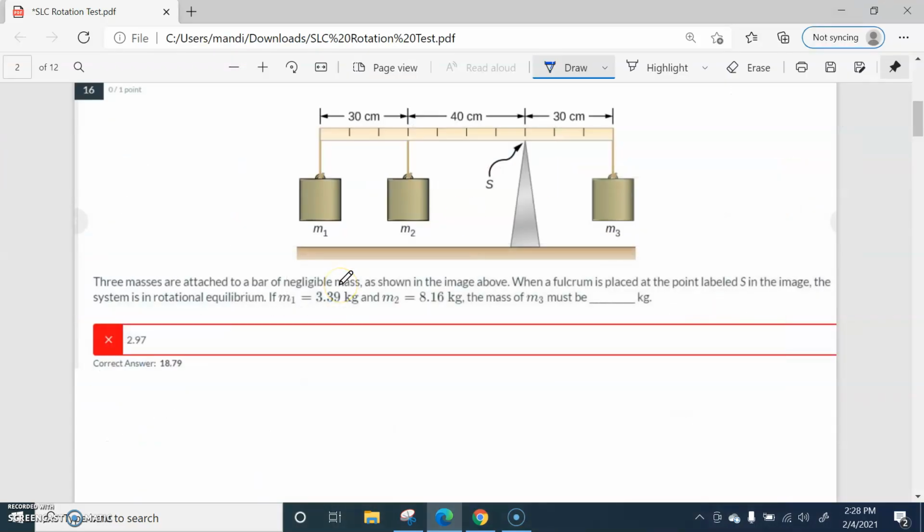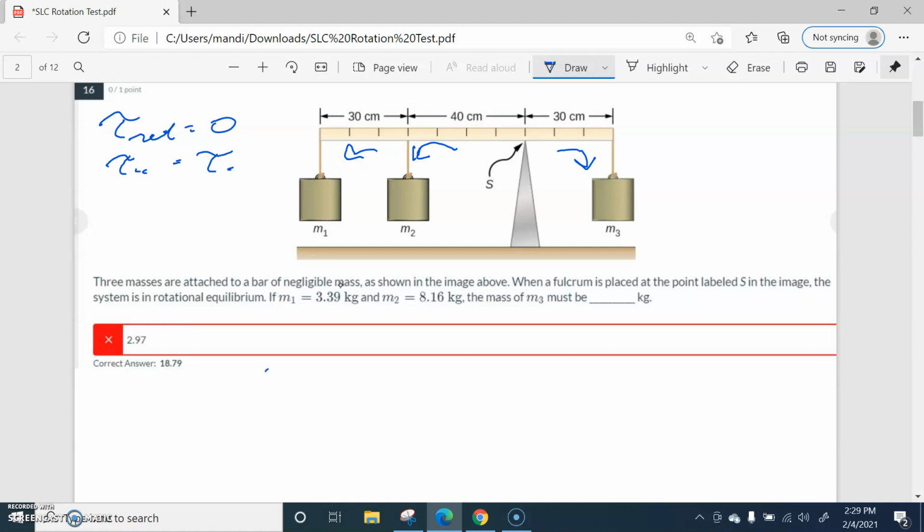All right, we got another torque problem. Since this one is in rotational equilibrium, we know that the net torque equals 0, which means counterclockwise has to equal clockwise. So these two things are dragging it down this way. This one's dragging it down that way, but they must be balanced. They must have the same torque.